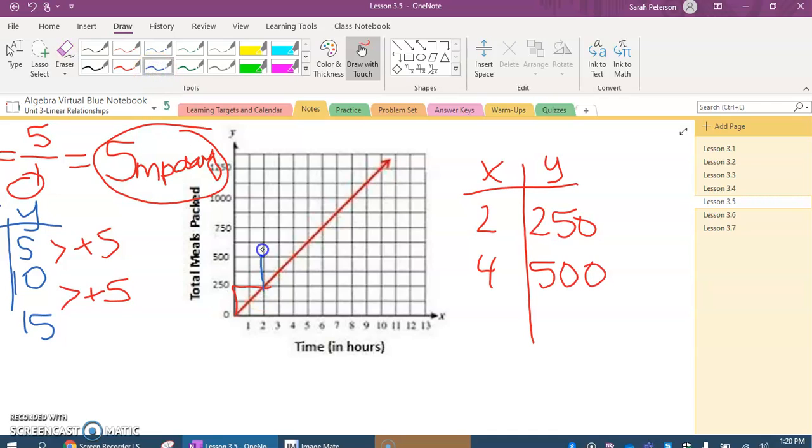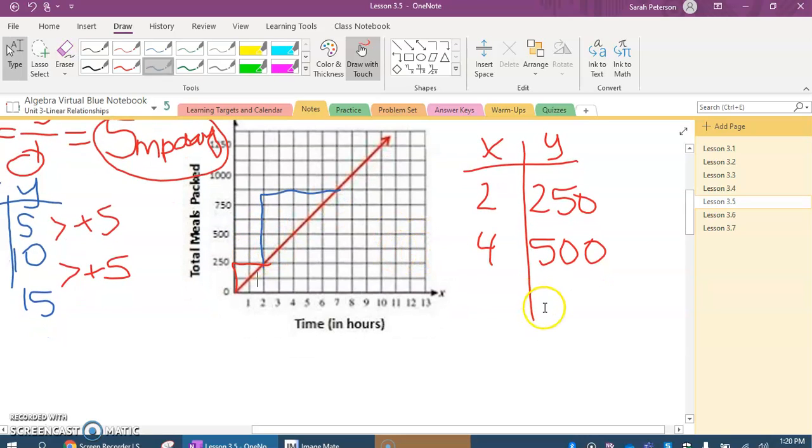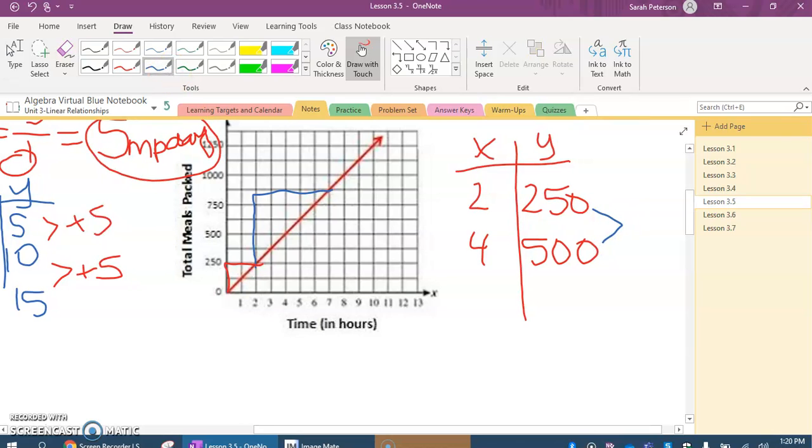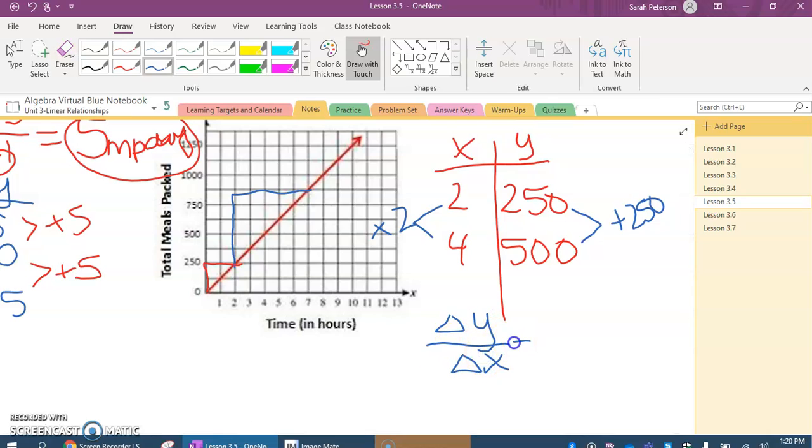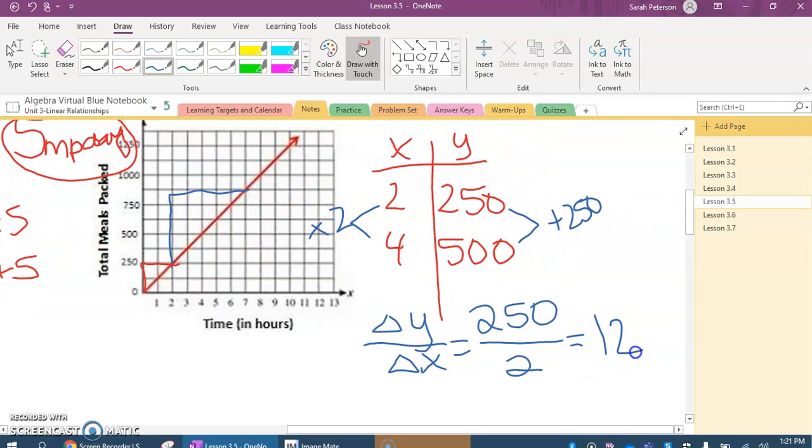And so that just means, I'll kind of show you in a minute. So hold on, we'll keep going with this. If I want to see how my y values are changing, well, they're increasing by 250 on this side, and they're increasing by 2 on this side. So if I want to find my change in y over my change in x, my y values are changing by 250, and my x values are changing by 2. So to find the slope, I just have to do 250 divided by 2, which is 125. So my slope for this is 125, and that is meals packed per hour.